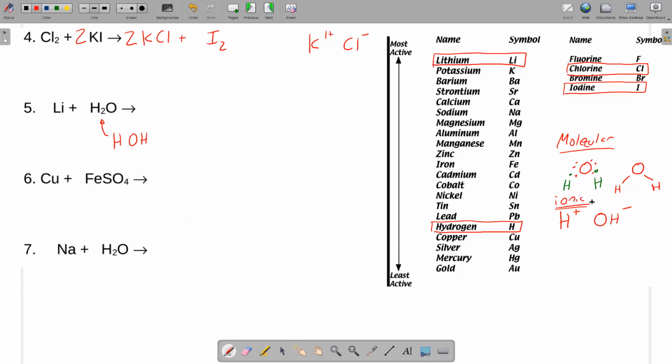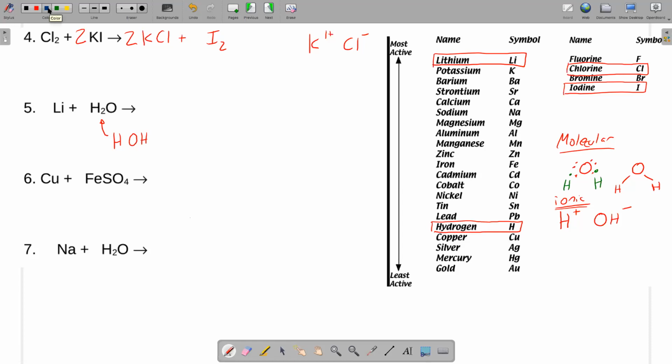So here's what I'm saying. If you see a metal reacting with water, instead of looking at it as Li plus H2O, think about it as Li plus HOH. That's another way to write the formula for water, because water can act both ionically and molecularly. In the case of an ionic compound, you can get a single replacement reaction or a double replacement reaction in solution. So it's not that lithium just goes with oxygen to make like lithium oxide. Instead, the lithium goes with the OH.